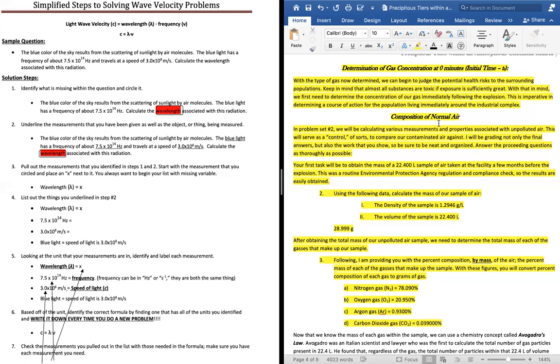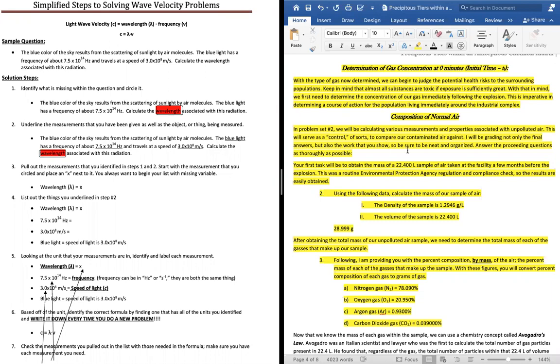So, the composition of normal air. In problem set number 2, we'll be calculating the various measurements and properties associated with unpolluted air. This will serve as a control. All experiments need a control. Again, this is going back even to elementary school. Whenever you conduct an experiment, there always needs to be a control, so that we can compare our contaminated air against it.